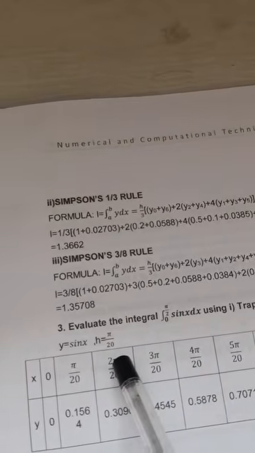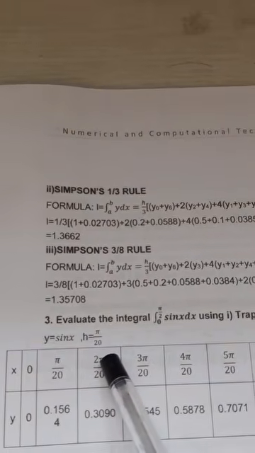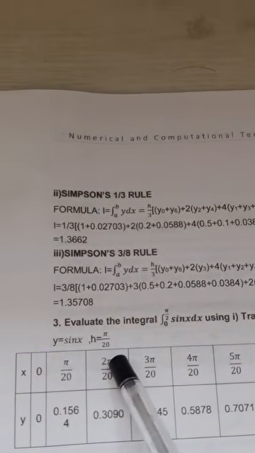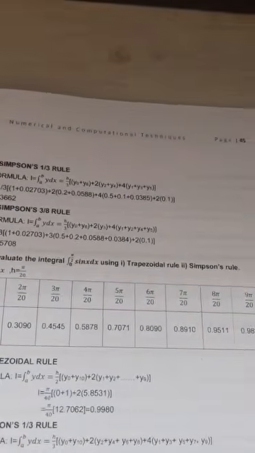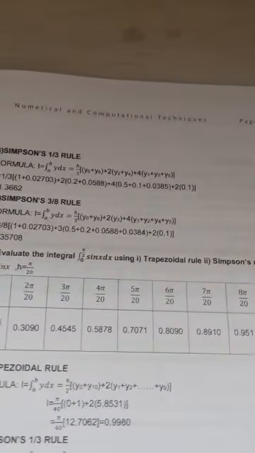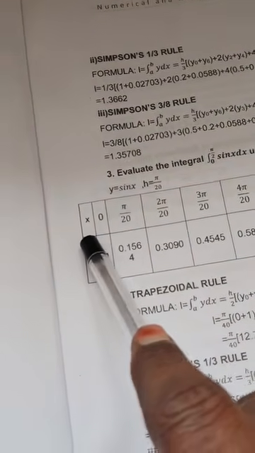We have to choose the value of h. Our wish, we can choose the value of h as pi by 10 or pi by 5 or pi by 20. If the number of intervals is large, the answer is more accurate. So we have to take many intervals. For that, first we have to make a table with columns.